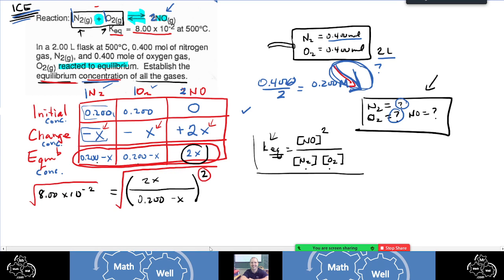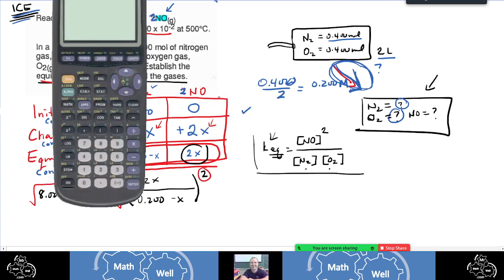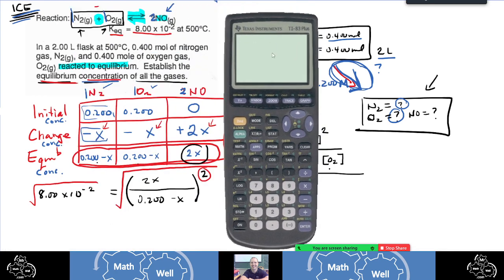Okay, you remembering this? Yeah, I'm remembering this. Okay. I'll get my calculator up on the screen here so I can show you what I'm doing. There we go. Okay, so let's turn this on. And what you want to do then is clear, and put in 8.00 times 10 to the negative 2.